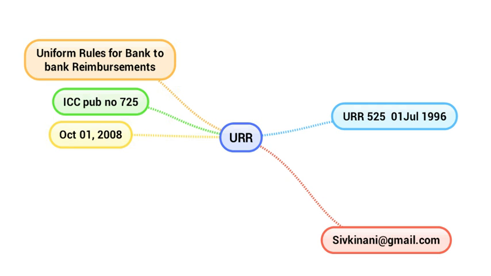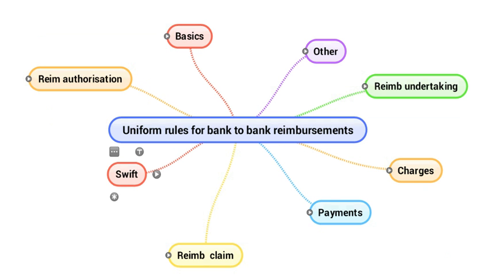effective 1st October 2008. The previous version is called URR 525 and it was effective 1st July 1996. We are discussing an important component of settlement of international trade payments.